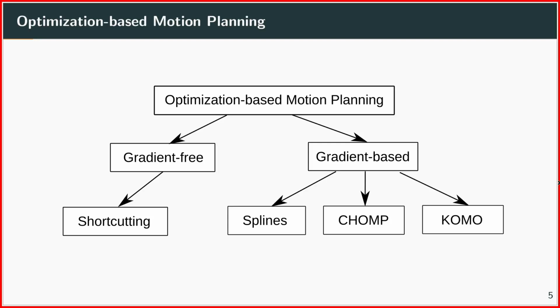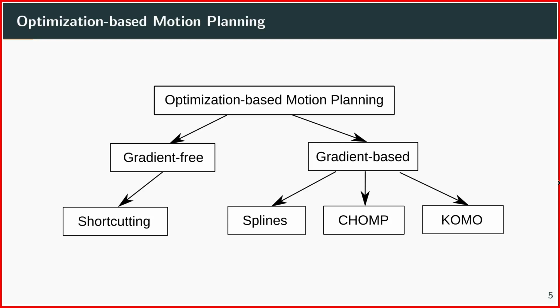Okay, and in terms of categorization of how we will look at optimization-based motion planning, we will make a distinction between two different types. One is gradient-free and one is gradient-based motion planning. Gradient-free means basically that you don't have to evaluate derivatives of your cost function.